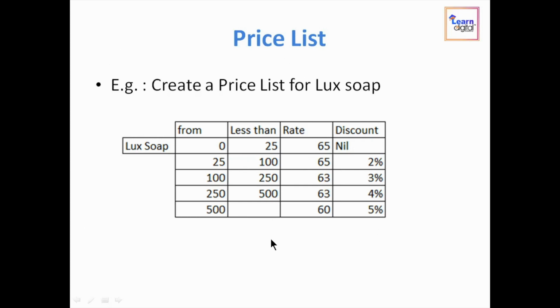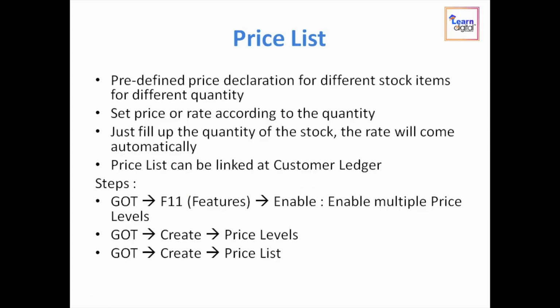So for this type of feature, we need to enable the discount column also. So we need to enable two features, out of which the first we have already created. That is, we have already enabled the discount column feature. Now we have to enable the multiple price levels feature.